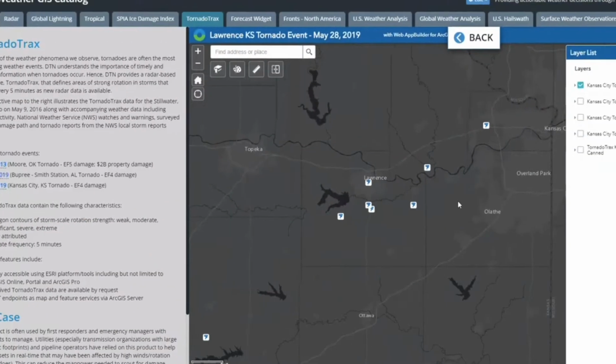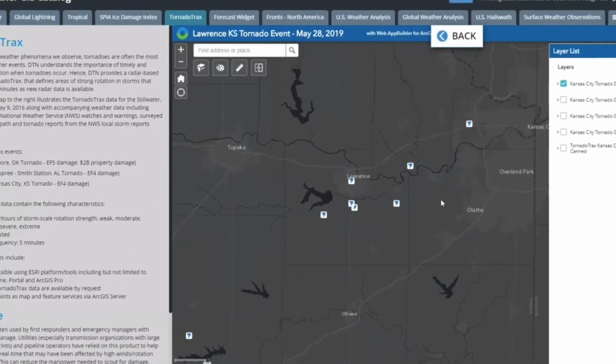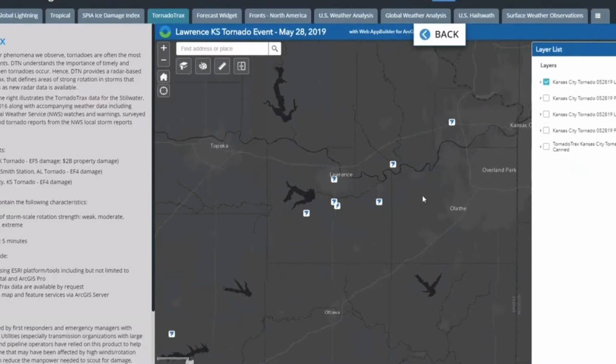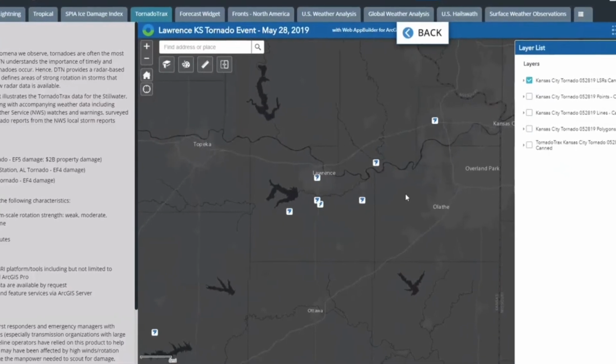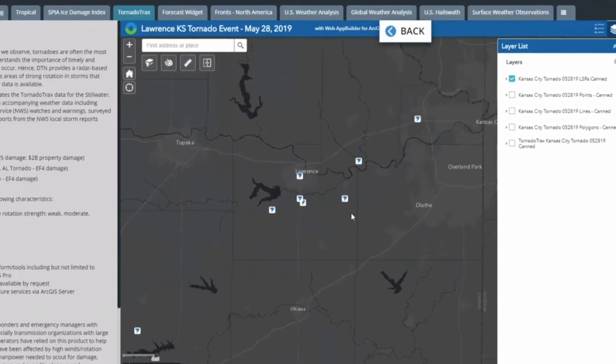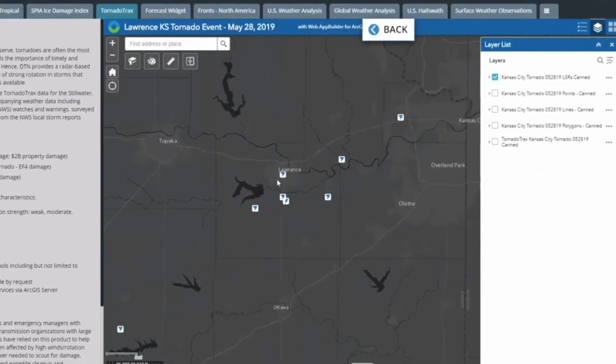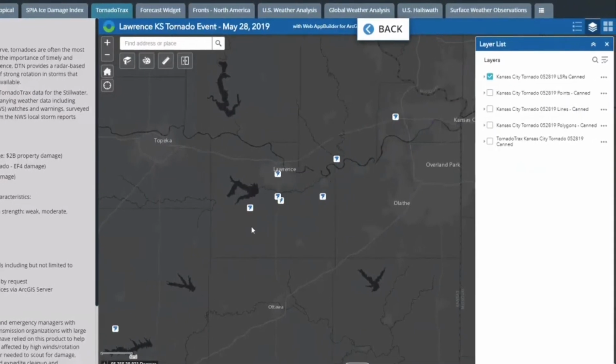Just to kind of show what people have traditionally had to work with when they're trying to find out where a tornado path has been. This was a tornado event from May 28th, 2019. These are storm spotter reports that are called into the National Weather Service. So this is all you have. It's hard to connect the dots.